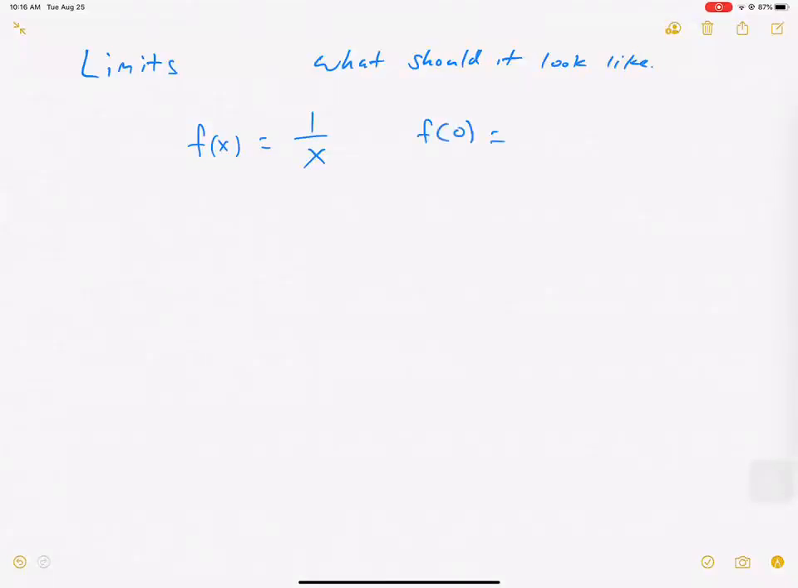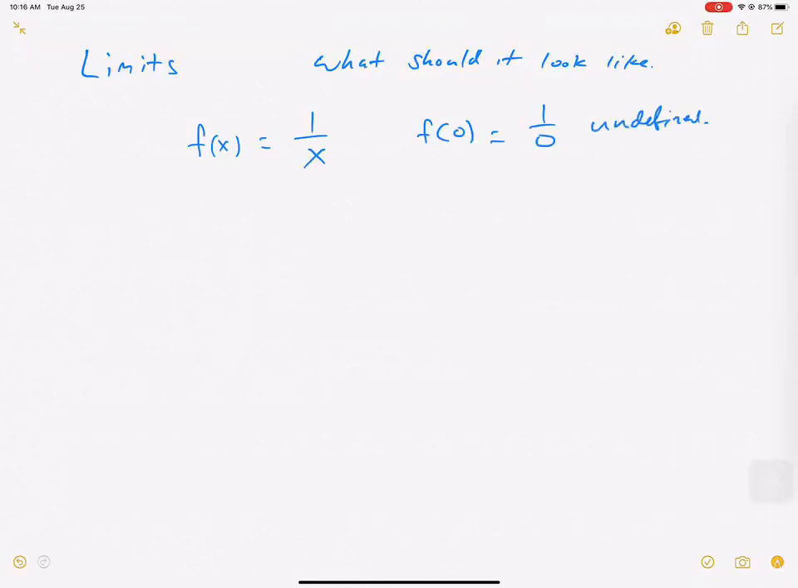Okay, so let's go ahead and get started on limits again. Again, the idea of limits is what should it look like? And that gives us a lot of freedom because in many cases, we don't know what it looks like. As an example, if I write f of x is 1 over x, and I ask you, what does the graph look like at f at 0? And if I try plugging in 0, we end up with something called undefined.